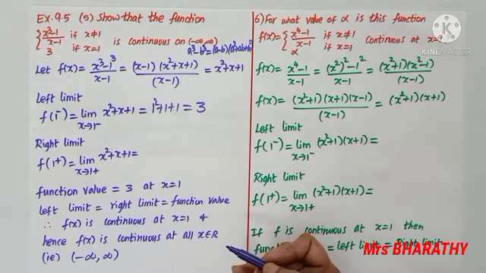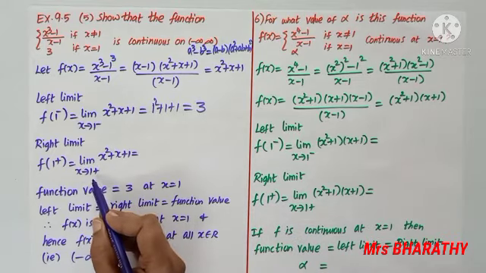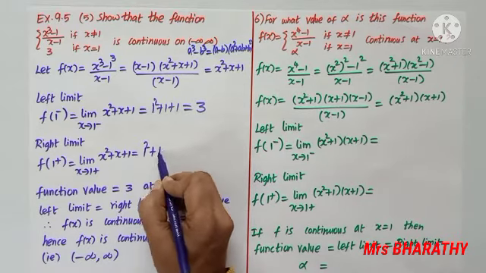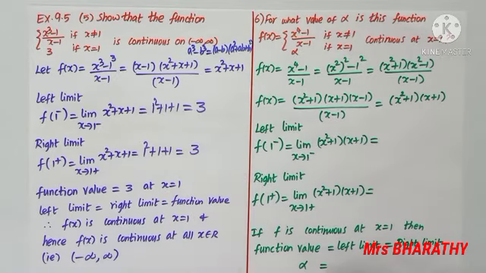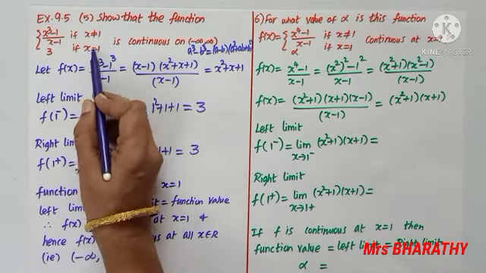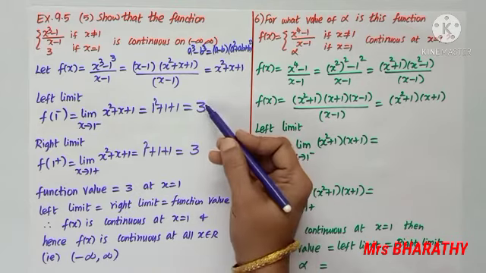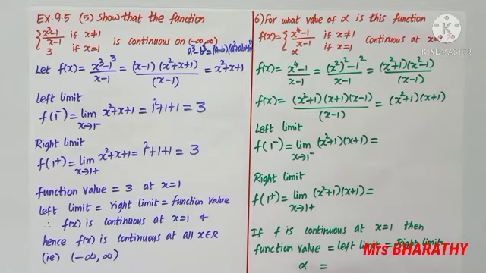The right limit, we need to find limit x tends to 1 plus of x square plus x plus 1. As I substitute 1, it is again 1 square plus 1 plus 1, which is 3. The function value when x is equal to 1 is 3, so I write f of 1 is 3. As we check, left limit, right limit and function value all are equal. Therefore, we can conclude f of x is continuous at x is equal to 1, and hence it is continuous on the entire real number set, that is minus infinity to plus infinity.